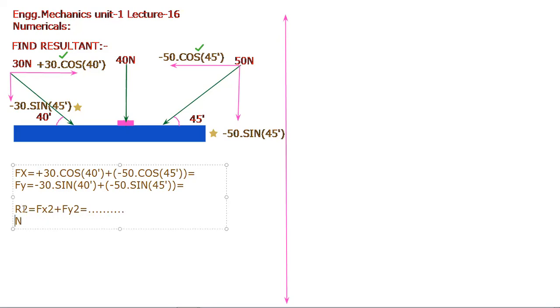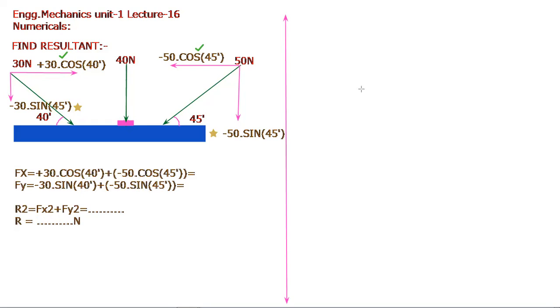Means you will get r is equal to, answer in the unit Newton. Okay, now these calculations can be made on your calc. After this, you have to find the direction of resultant. Means resultant is lying in which quadrant.